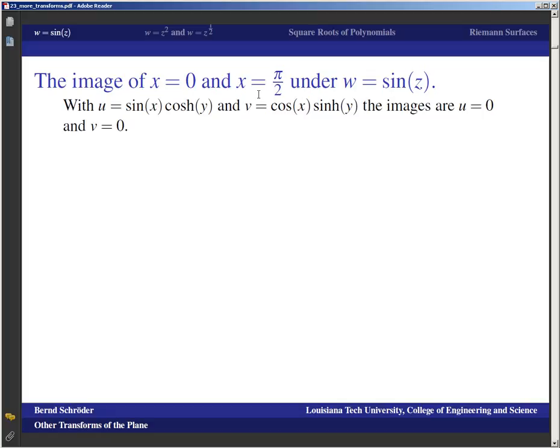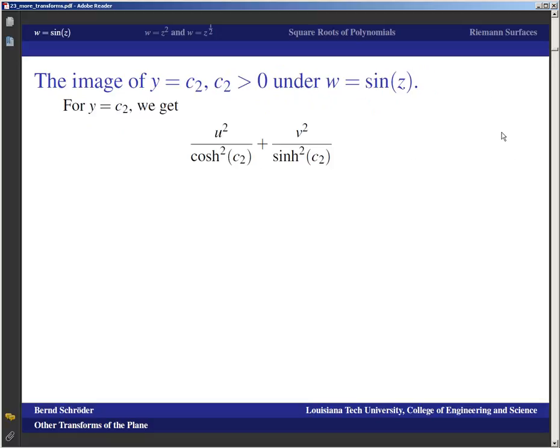Well, for x equals 0 and x equals pi over 2, with u being sine x cosh y and v equals cosine x sinh y, the images are u equals 0, sure, because when we have x equals 0, we get sine x equals 0. And v equals 0 because when x is pi halves, then the cosine of x is equal to 0. And cosh and sinh make sure that we sweep out those lines reasonably well.